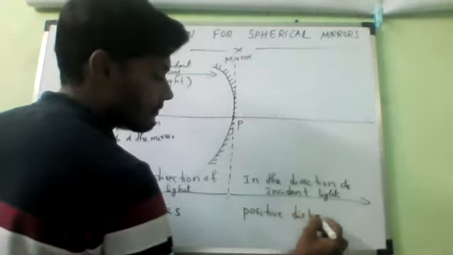Sign convention for mirrors. Whatever the mirror, remember, in front of the mirror it is always negative, and behind the mirror it is always positive. If the image forms here, the image distance is positive. If the image forms here, the image distance is negative. Always the object is placed at the left side, so the object distance is always negative. This is the sign convention which you have to remember.